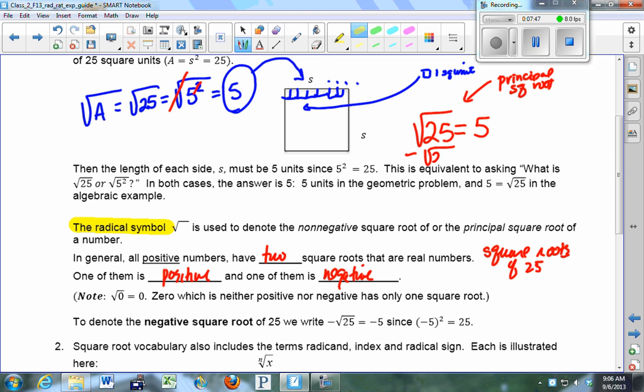And this is how you write the other square root of 25, which is negative 5. Now, we can't do a physical interpretation of that with a square with a side of negative 5. But mathematically, there are 2 numbers that you can square to get 25. Okay. Any questions on that?